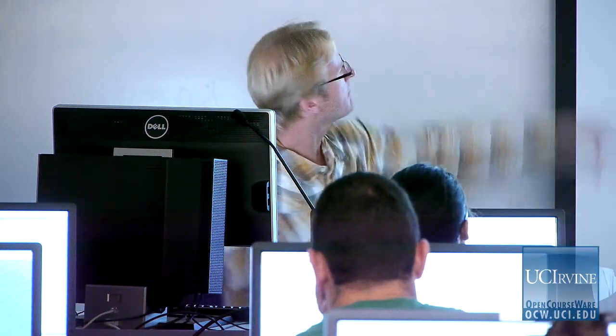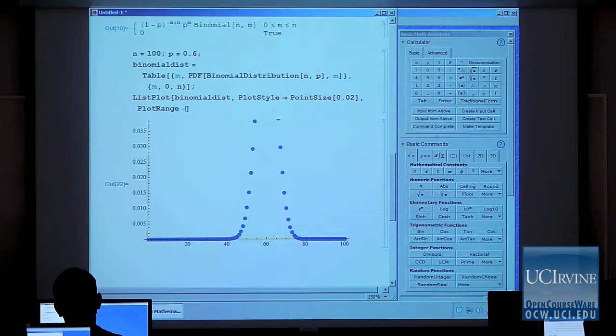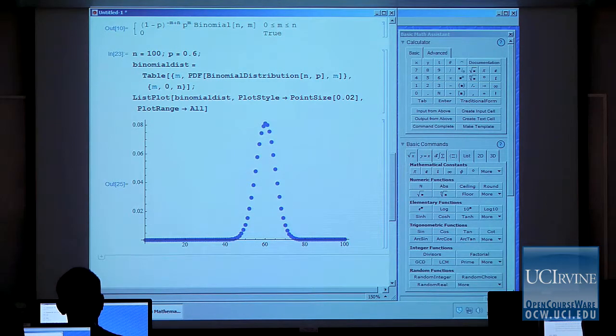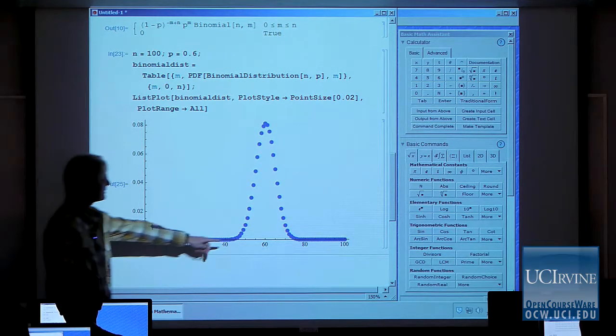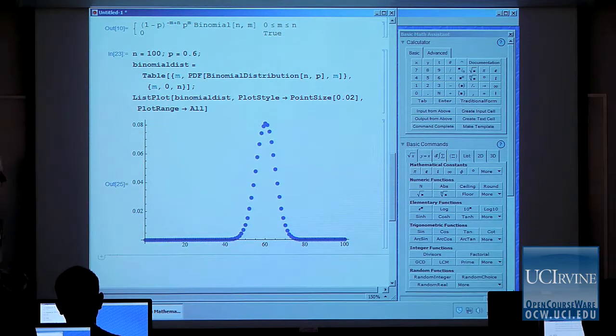So now, let's change this to 100. And I'm going to put an option in here that's useful for you to know. Sometimes your graphs get cut off. So if you put in an option called PlotRange arrow All, it will plot the whole thing. All right? So as expected, the maximum occurs at 60, which is 100 times 0.6. And now you can see that for n equal 100, it looks a lot more like a symmetric bell curve.